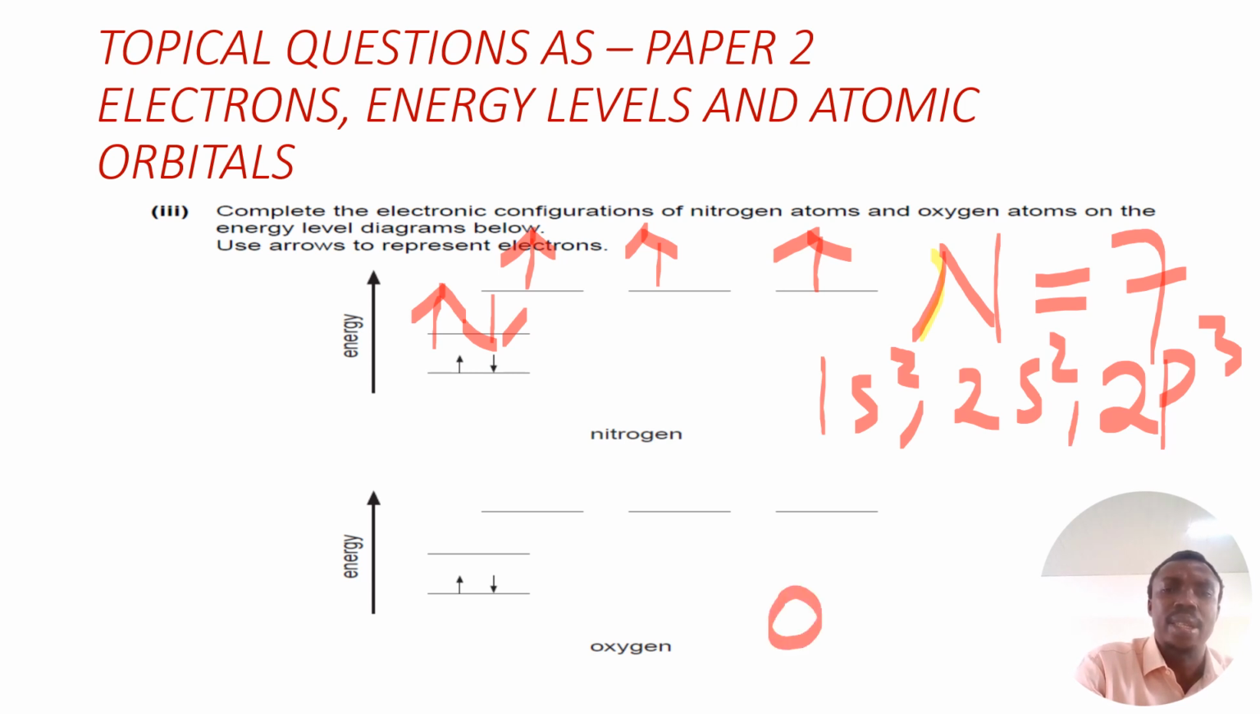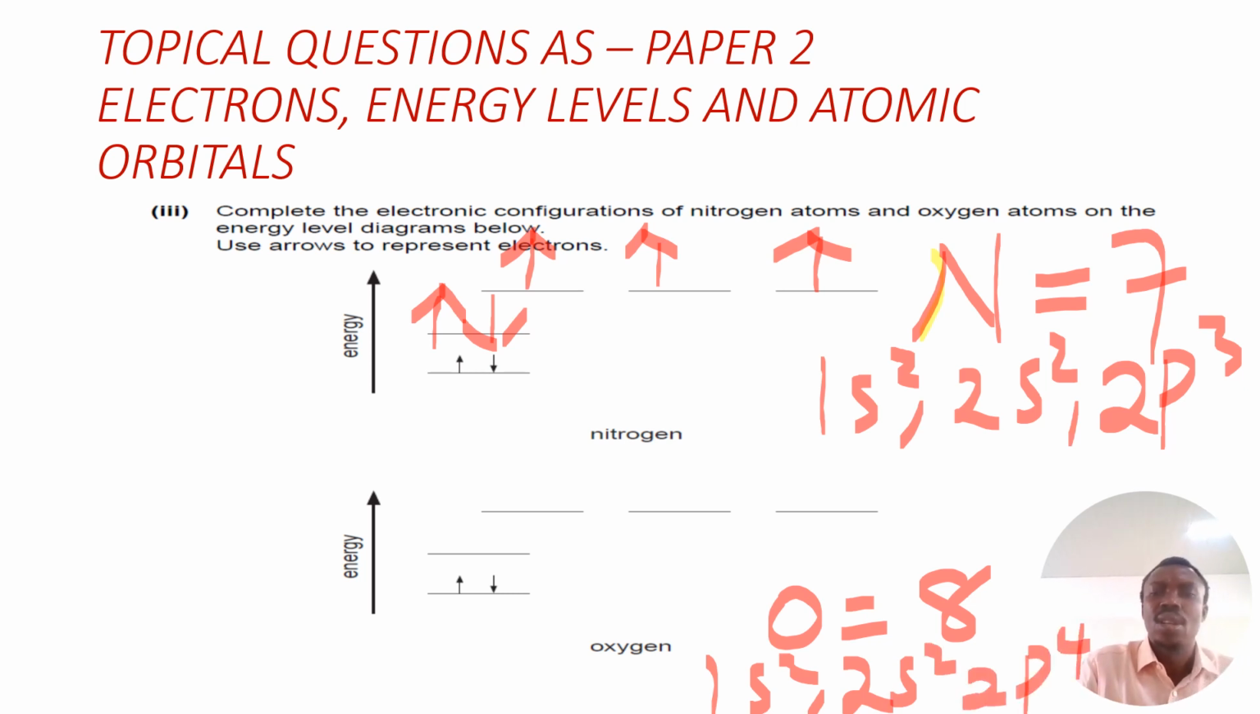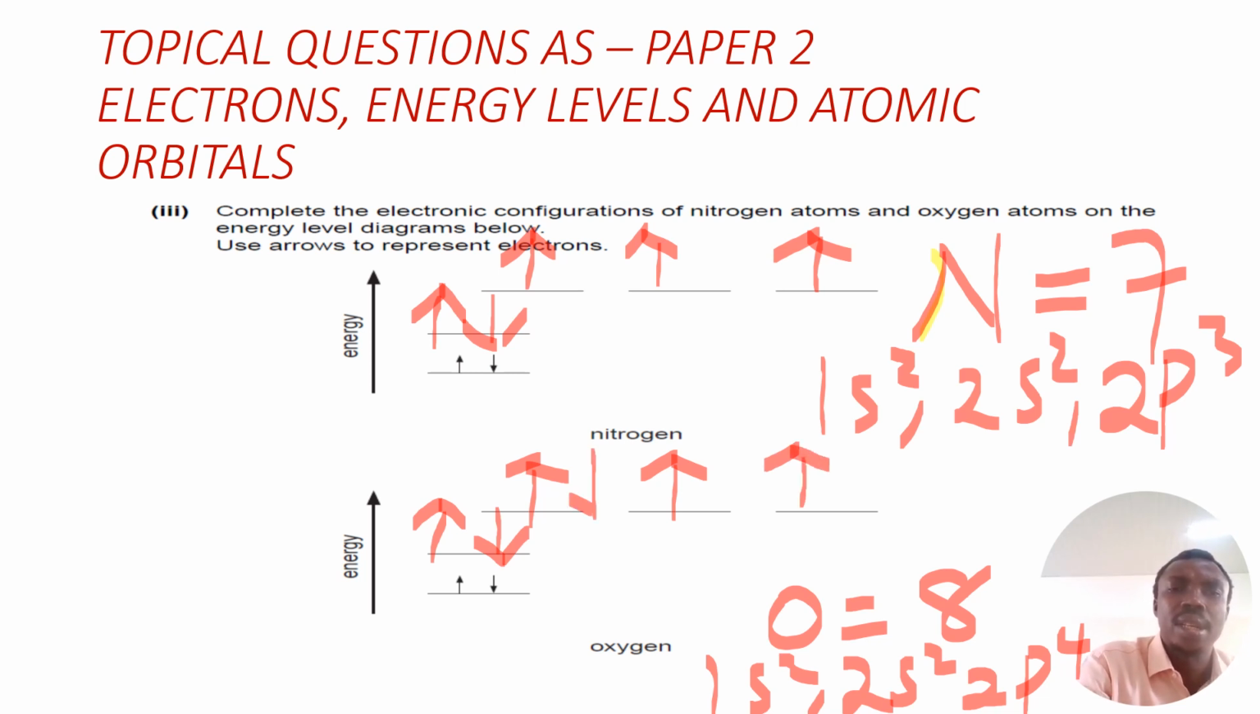Oxygen is 8, which is 1s2, 2s2, then 2p4. So applying the Pauli exclusion principle and Hund's rule, this one will be 2s2, they will spin in opposite directions. Then you have 2p4. So you have to apply the Pauli exclusion principle and Hund's rule. So this is the correct answer to this question.